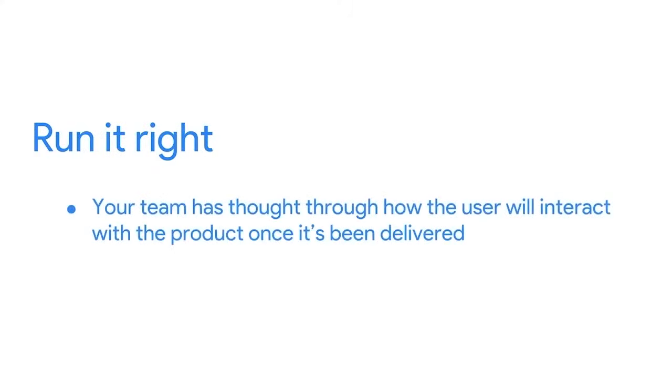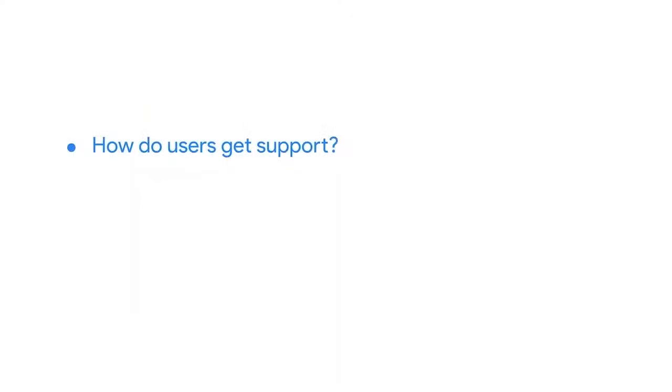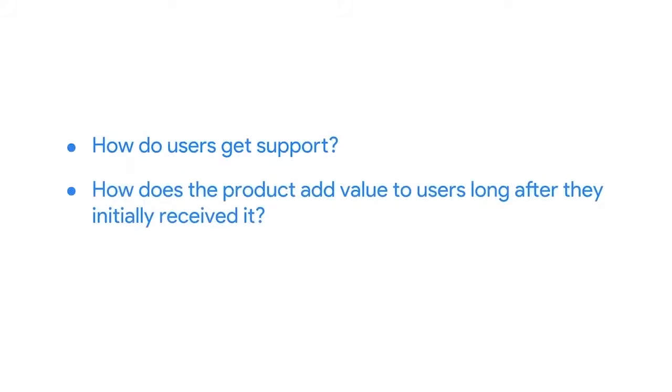And finally, in addition to building the right thing and building the thing right, you have to make sure that you're running it right. To run it right means that your team has thought through how the user will interact with the product once it's been delivered. Make sure your team thinks through some of the operational tasks that will need to be addressed after the product has left the door. Ask the following questions. How do users get support? How does the product add value to users long after they initially received it?